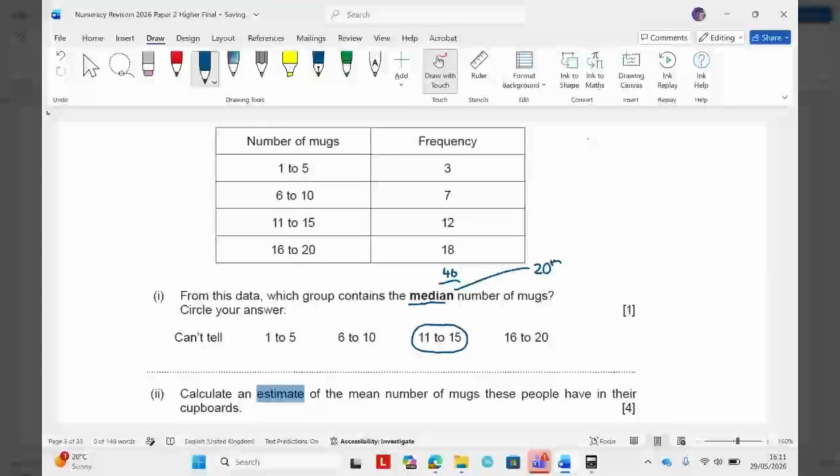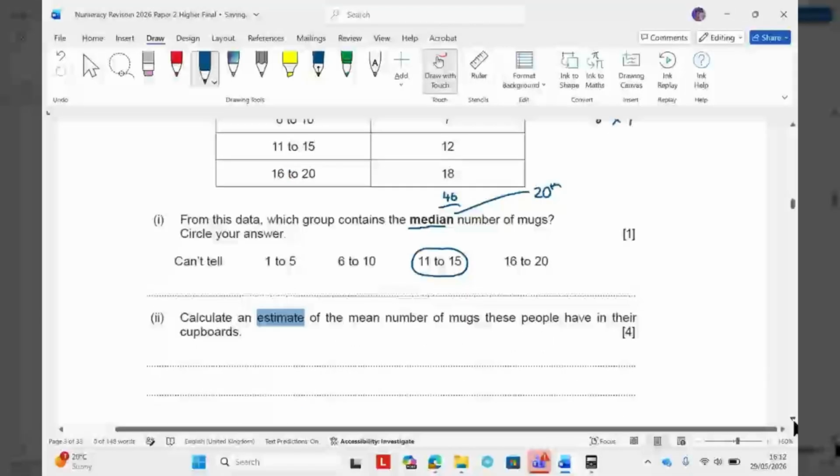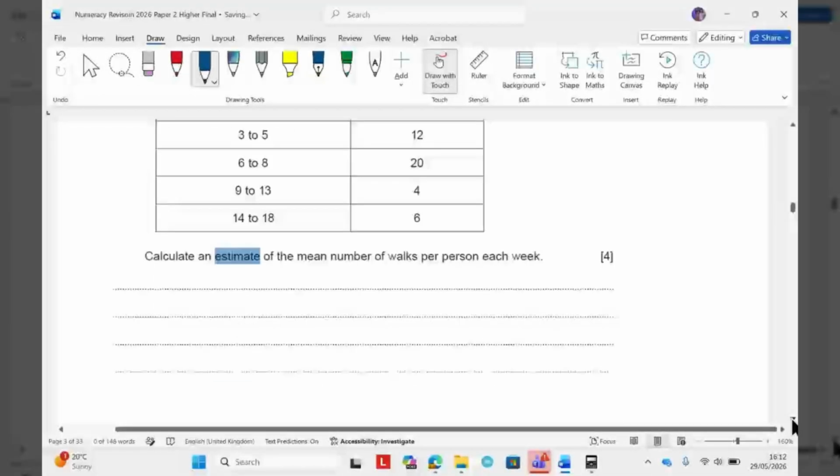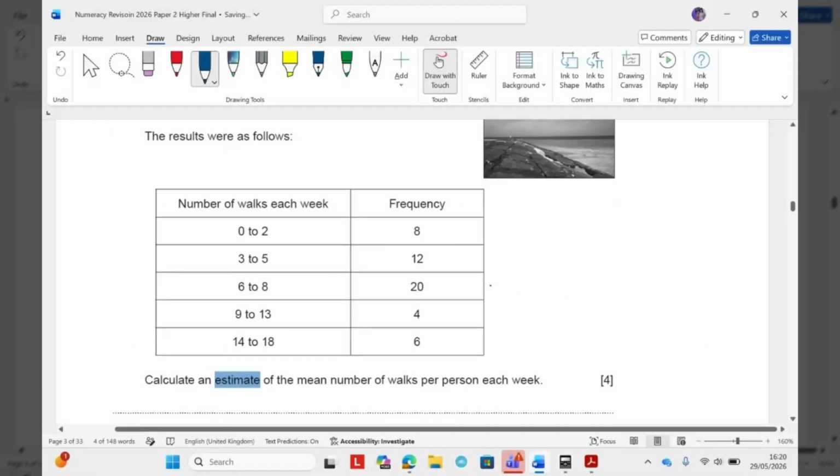In terms of estimating the mean, chaps, again, it's the midpoint times the frequency. If you're not sure of the midpoint, add up the numbers at the ends of each group and halve it. So 1 add 5 is 6, half of 6 is 3, times it by the frequency. 6 add 10 is 16, half of it is 8, times it by the frequency, and so on. Okay? And don't forget then to add those together. Same here. Find the midpoint.